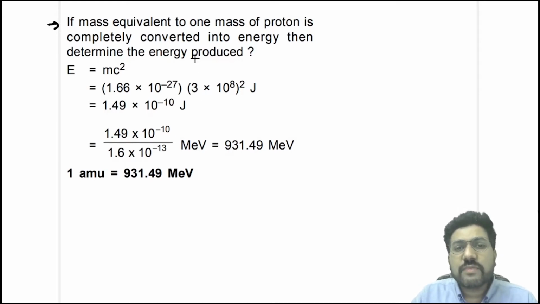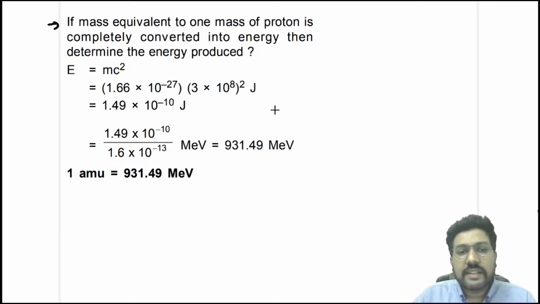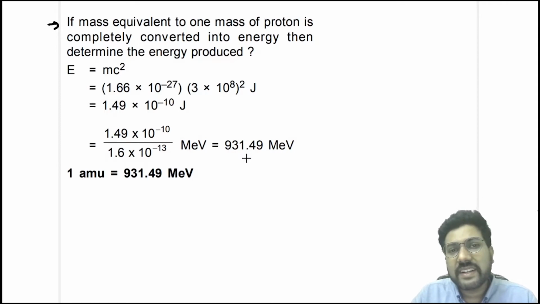Here we have assumed that the mass of the proton is nearly equal to 1 AMU, but you know that the mass of a proton is slightly greater than 1 AMU, and in that case this answer will come out to be approximately 938 mega electron volt, right?